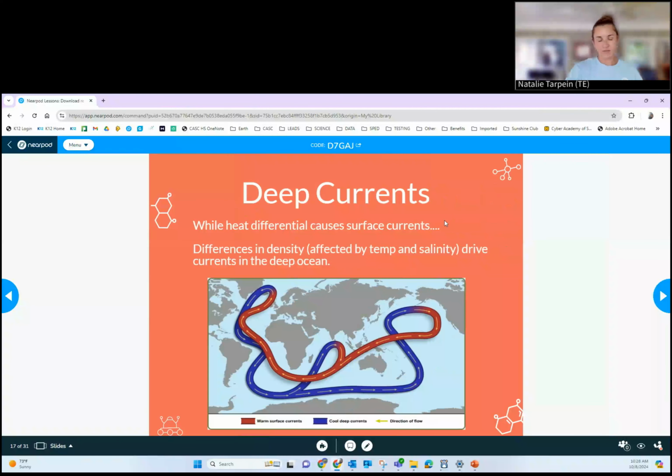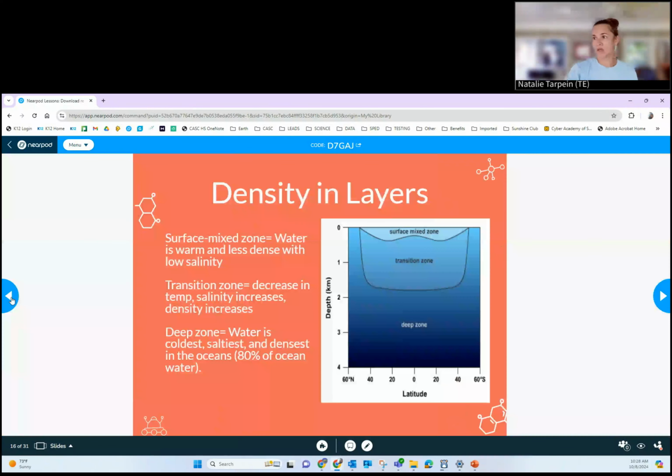Okay, so then we have these huge currents. There's a name for these, I think they're called thermohaline circulation. So temperature and salt influencing circulation, conveyor belts. I've always heard that too. So again, not getting super in depth with this, but thinking about what we saw on the map that we were just looking at a second ago.